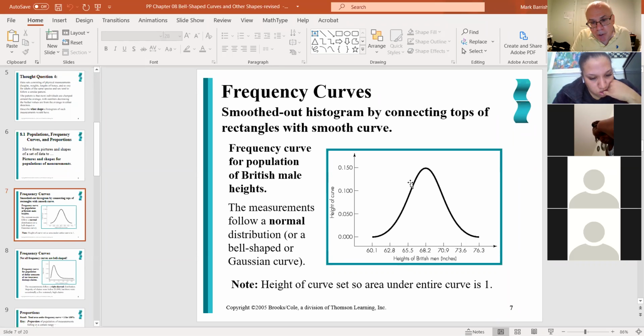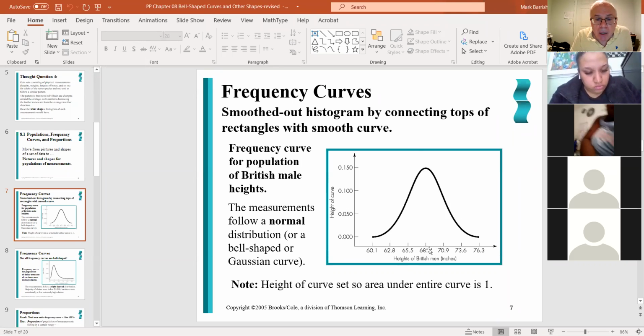But this curve is very symmetric, isn't it? If I draw a vertical line straight through the middle here, the left side would look like the right side. It would be a mirror image of the right side, wouldn't it? So this is called a normal curve, a bell-shaped curve. Sometimes it's called Gaussian, but don't worry about that. There was a famous mathematician named Gauss who came up with this idea of this curve. But this is a way of representing the heights.